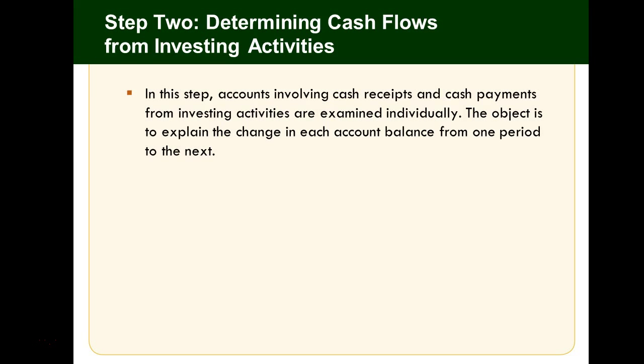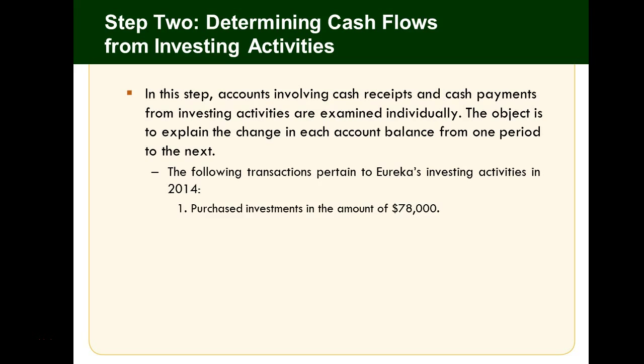Operating we've done. Let's look at investing now. In this portion of the cash flow statement, accounts involving cash receipts and cash payments from investing activities are examined. The object is to explain the change in each account balance from one period to the next. So with Eureka's investing, they purchased investments in the amount of $78,000. Did they use cash to do that? They used cash to do it, therefore cash decreases.